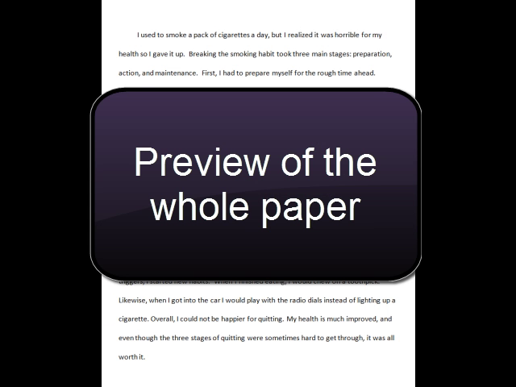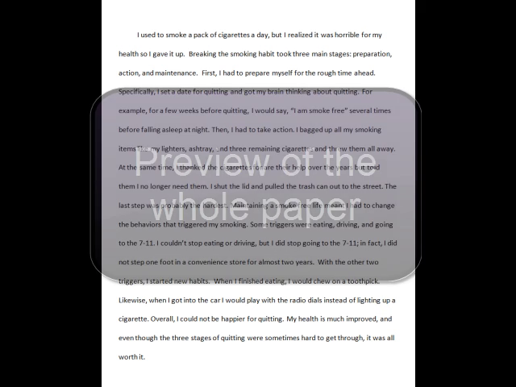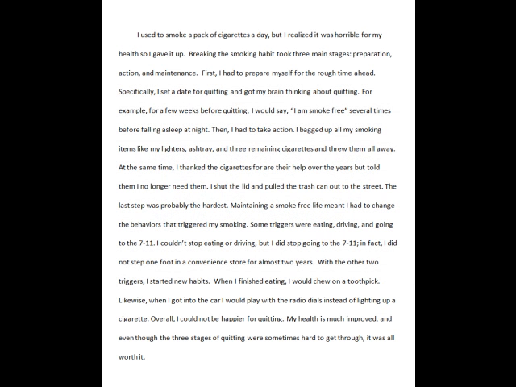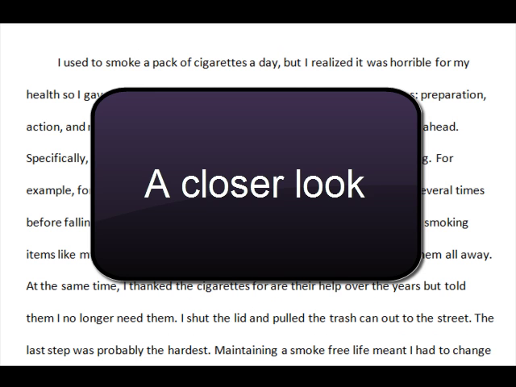Let's take a look at the paper as a whole. Notice that it has the indentation as the first line because we're just writing one paragraph, and it fits in the 200 to 350 word limitation. Let's zoom in for a closer look.